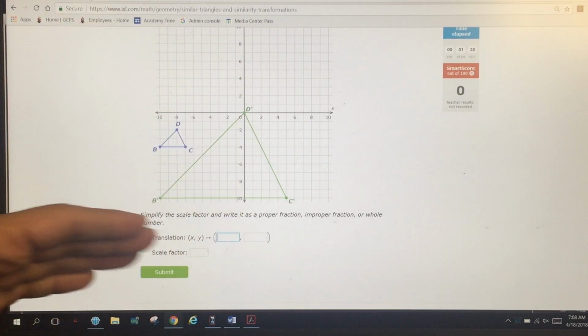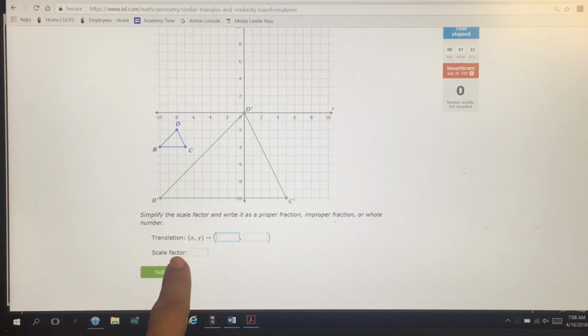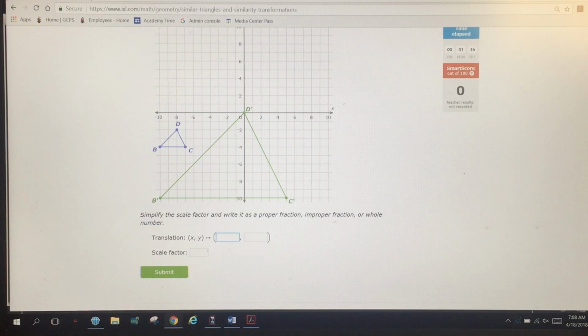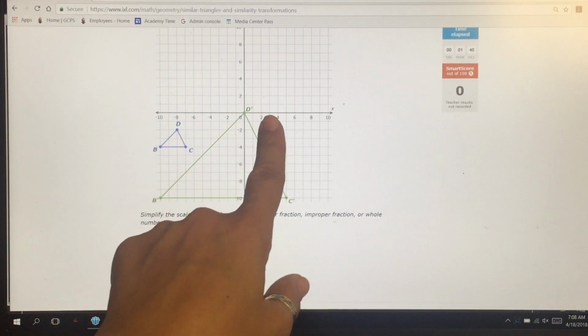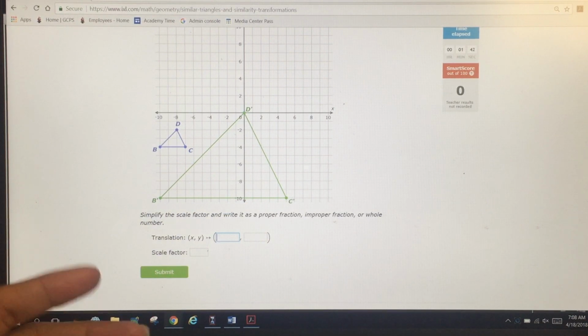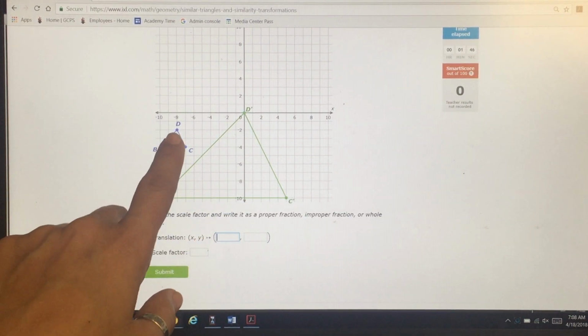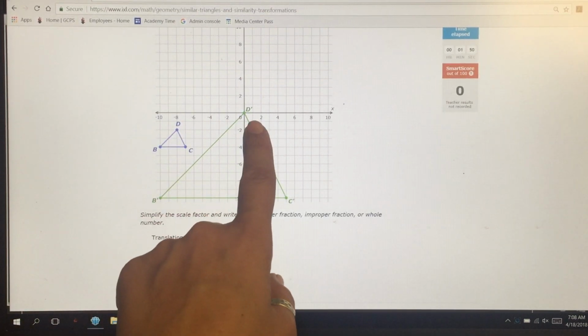Now, the way IXL has set it up, it's always going to be translation first and then the scale factor. But when you get a question, it's not necessarily in that order, and order matters, okay? So sometimes you'd have to make it bigger here and then move it. So you'd have to check which one it is. So since they tell us the order, so translation, how did point D, or you can pick any point at all, how did point D move to D prime?